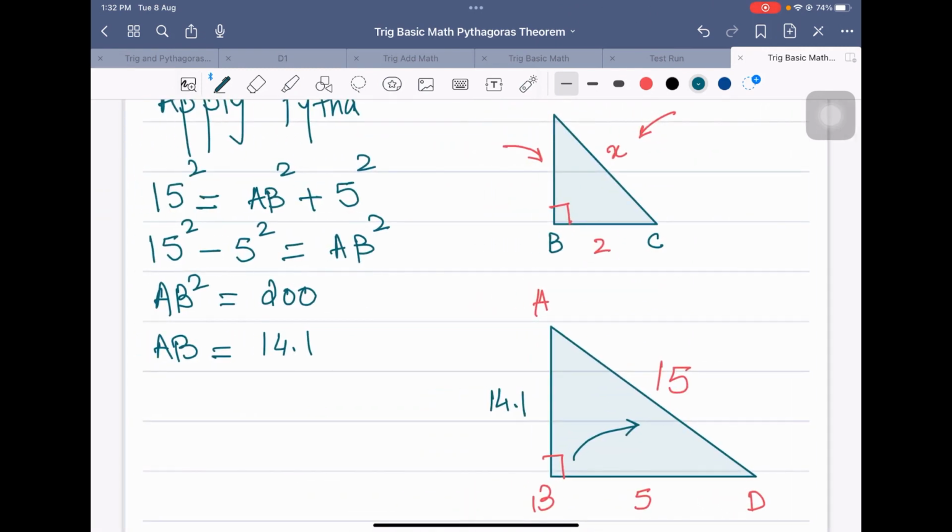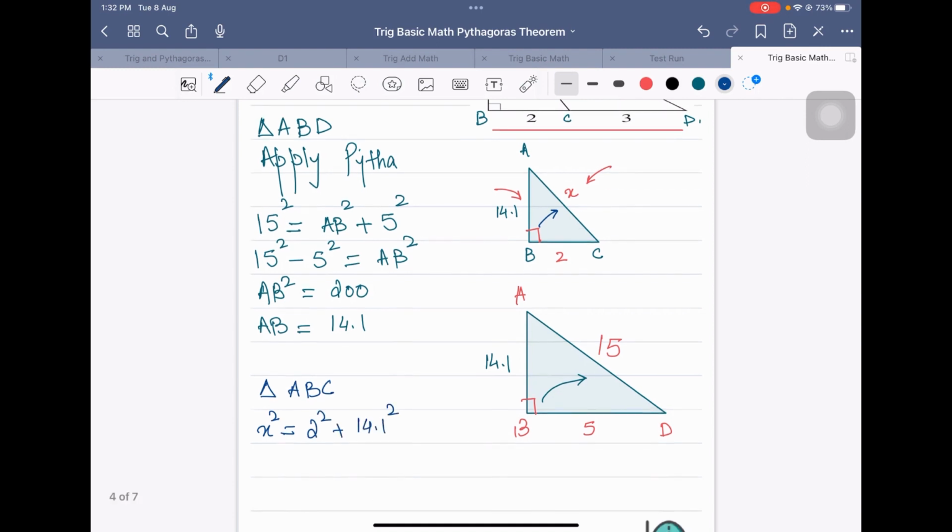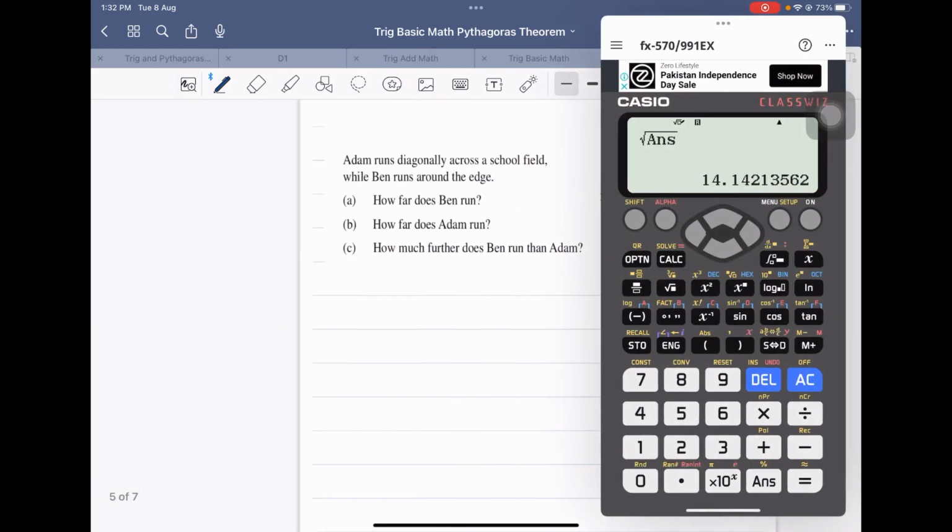Now, this is as well shared. So now, in order to find X, I can now take triangle ABC, and this is the longest side here. X squared is equal to 2 squared plus 14.1 squared. Now I can find that.